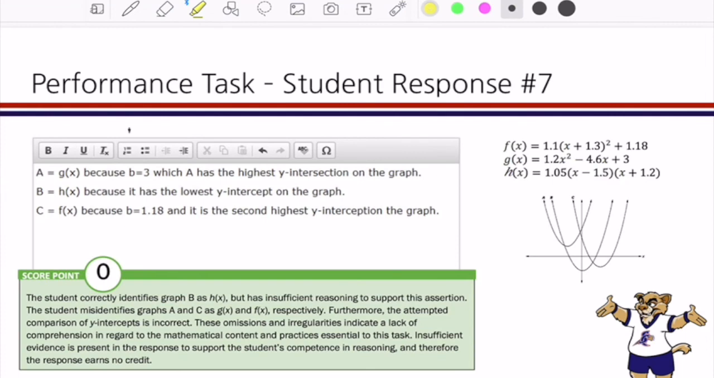And then here we also wanted to provide an example of a student response that got 0 out of the possible 2 points. So on this one, the student does correctly identify that graph B has to match with h of x. However, the reasoning that they provide for that is insufficient. And then on this example, the student matched graphs A and C incorrectly. And so down here in the description, it says the omissions and irregularities indicate a lack of comprehension. Insufficient evidence is present, and so therefore the response earns no credit.